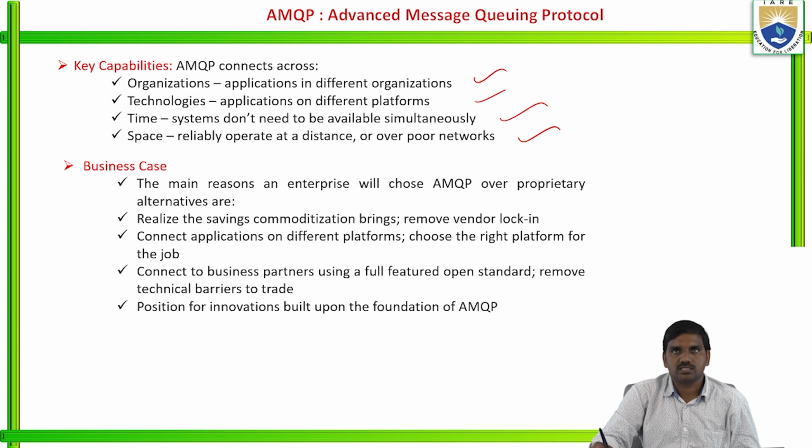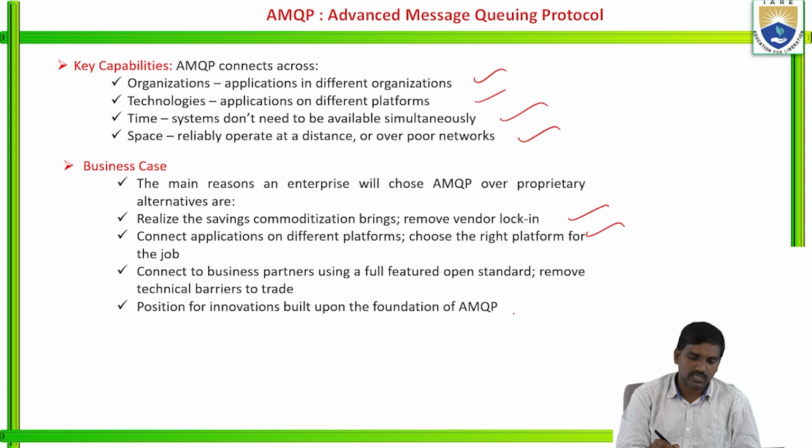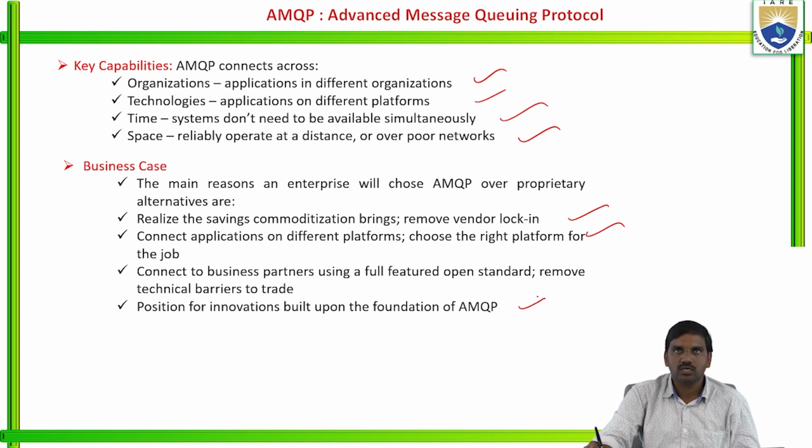And in terms of business case, the main reason an enterprise will choose AMQP over proprietary alternatives is to realize the savings commoditization brings, overcome vendor lock-in, connect applications on different platforms, choose the right platform for the job, and connect to business partners using a full featured open standard, remove technical barriers to trade, and position for innovation, build upon the foundations of AMQP also. So these are some capabilities and business cases of AMQP to develop IoT applications, real-time IoT applications.